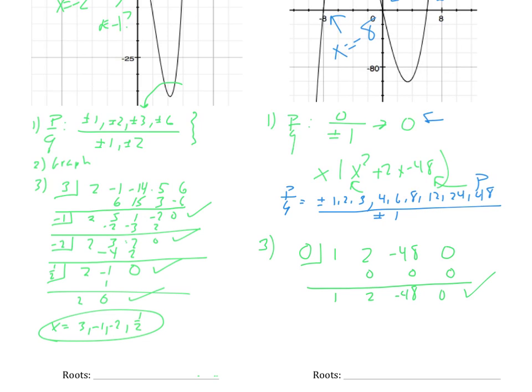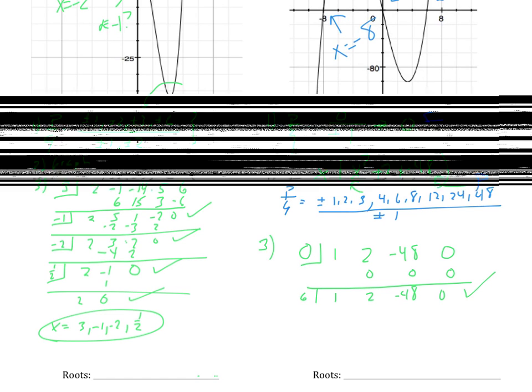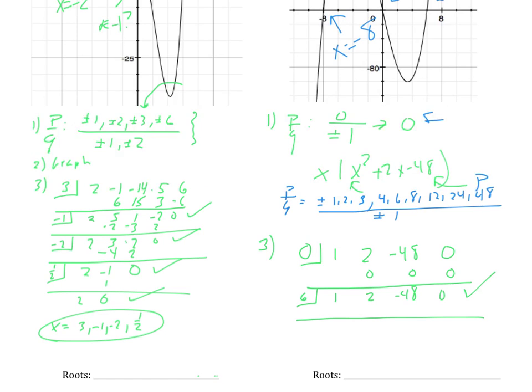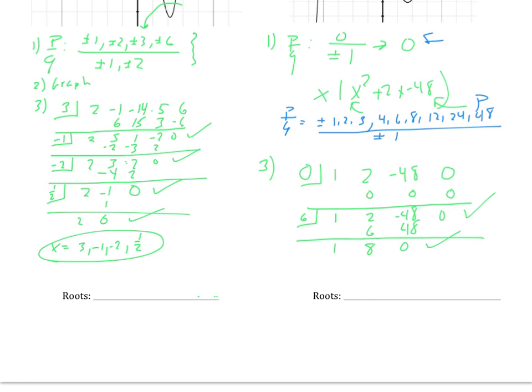Now, let's see if 6 works. So go ahead and use synthetic substitution on what's left over. 1 times 6 is 6, plus 2 is 8, times 6 is positive 48. Yep, that worked. 6 is, in fact, a solution. It is a root of this equation. Now let's do the last one, negative 8. All right, 1, negative 8, and 0. Yep, it worked. So the roots are 0, 6, and negative 8.